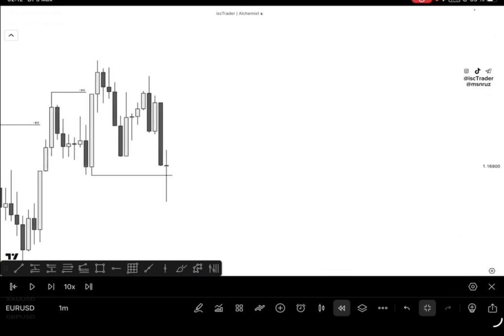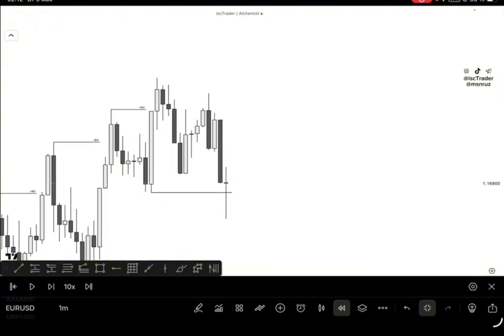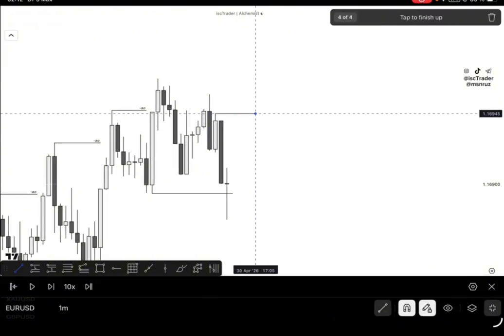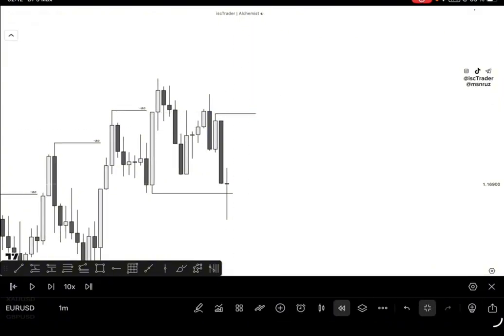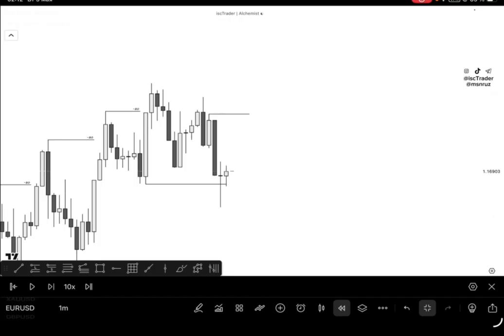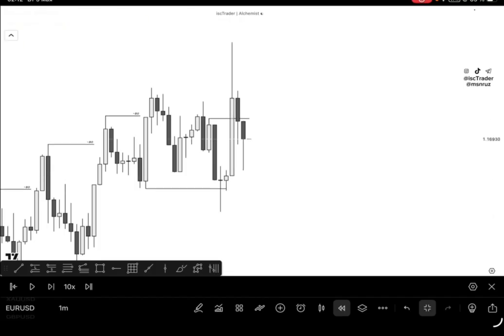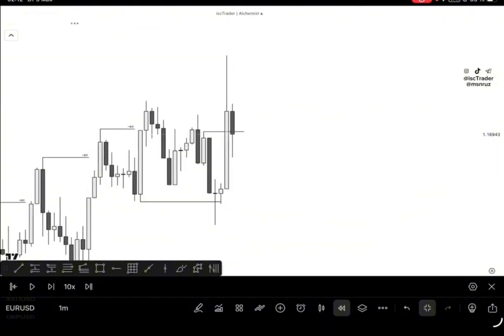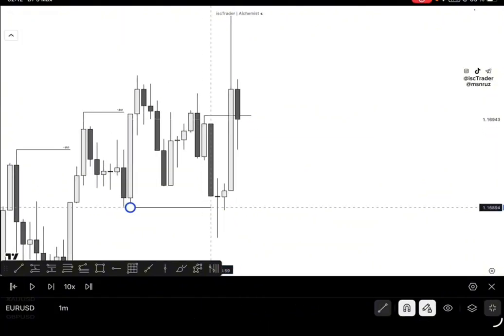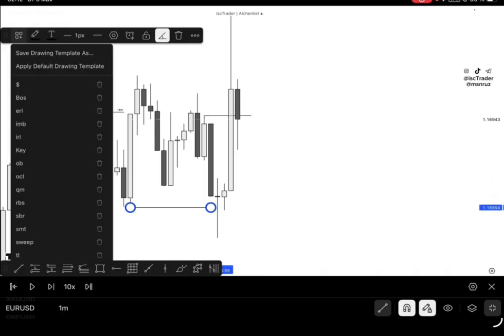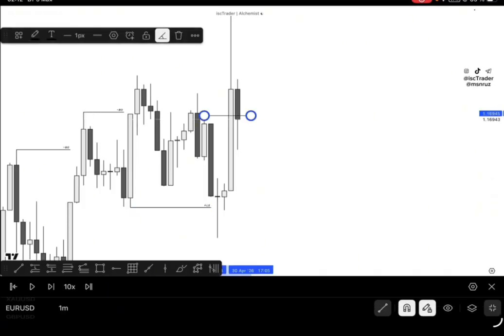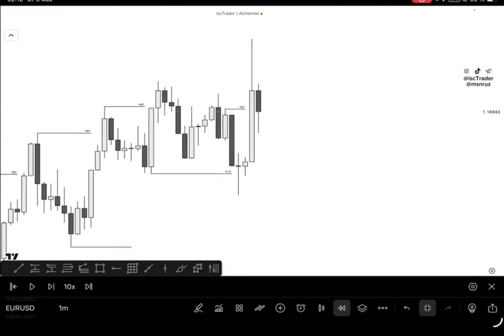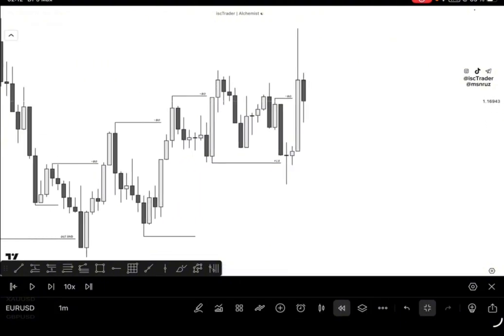Third breakout. An inducement. The price has swept the inducement. Now we need to wait for a breakout. Okay. Inducement sweep. And breakout. So now the market has given us confirmation. We can enter the trade.